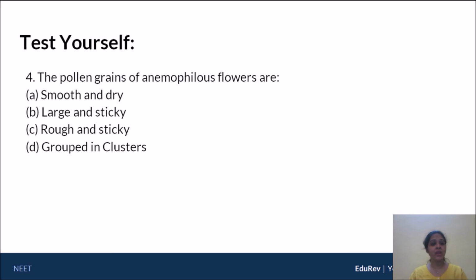The fourth MCQ. The pollen grains of Anemophilus flowers are dash: A, smooth and dry; B, large and sticky; C, rough and sticky; and D, grouped in clusters. Now, obviously, it cannot be sticky in nature, since we're talking about wind pollination, and in wind pollination, it is essential that they are able to move away, separate from the dehisced anther. So option B and C are out of the question. Option D, grouped in clusters. Now, if you are grouped in clusters, that would make you heavy, and that would become difficult for wind pollination. Therefore, the answer in this particular case is option A. You need to be smooth, in other words, non-sticky, and you need to be dry, in other words, you are going to be light as well.